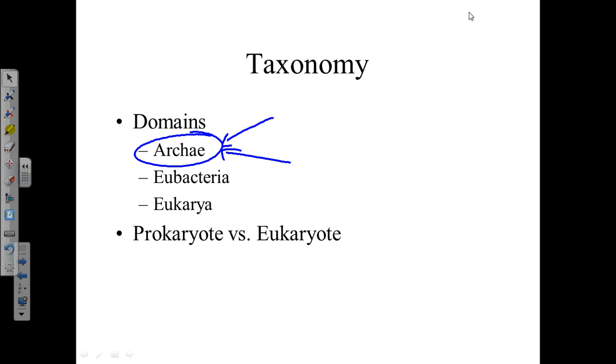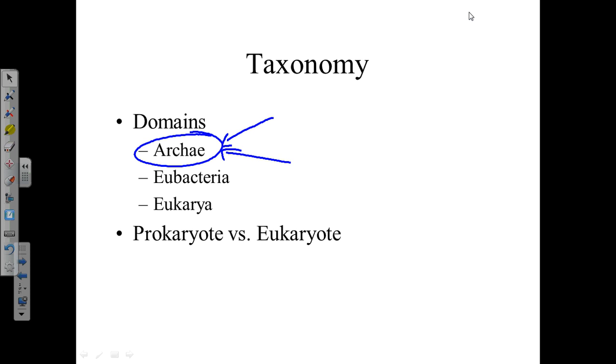Free-floating DNA, not enclosed in a nuclear envelope. You don't have membrane-bound organelles. How much DNA do you have as a bacteria? You have one little loopy chromosome, one little circled chromosome. Whereas eukaryotes, that means true nucleus, have DNA that's enclosed by a nuclear envelope. They have organelles that are also enclosed by membranes.